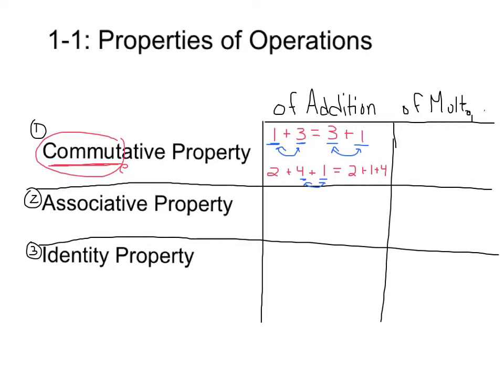This would be true even if I had parentheses. In this case, the numbers still have changed places while the parentheses, the grouping symbols, have not changed. This property also holds true for multiplication. So if I look at multiplication, I could say 1 times 3 is going to be equivalent to 3 times 1.